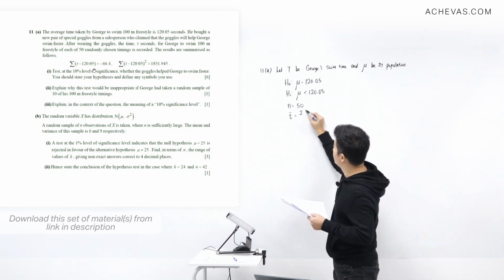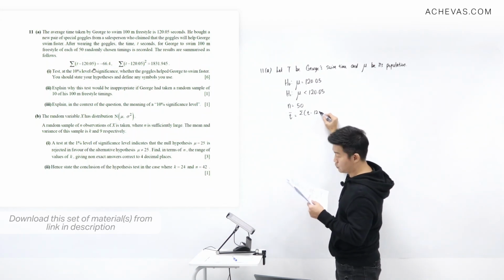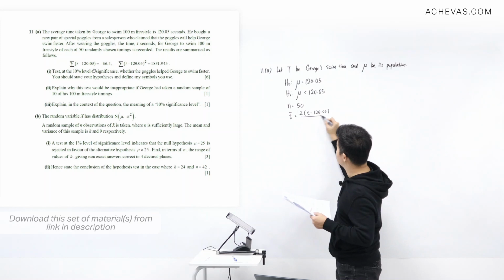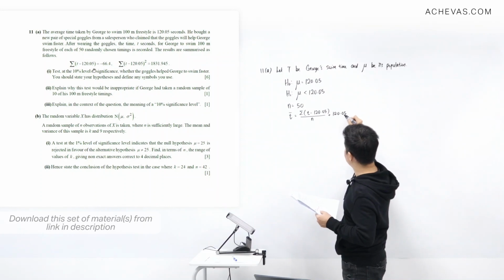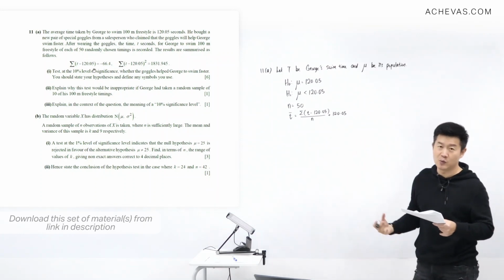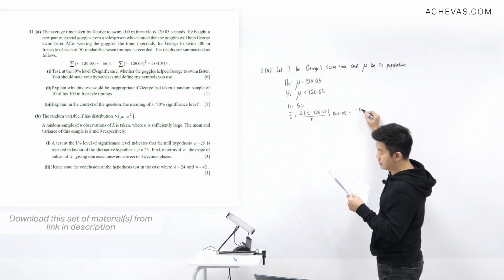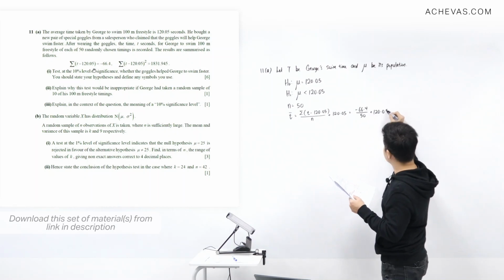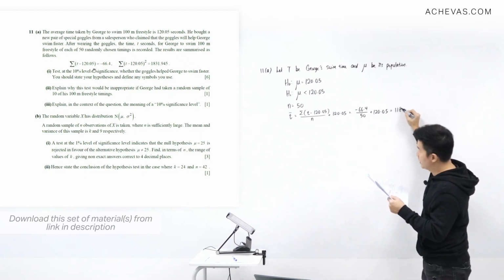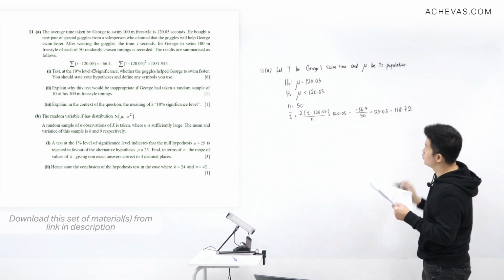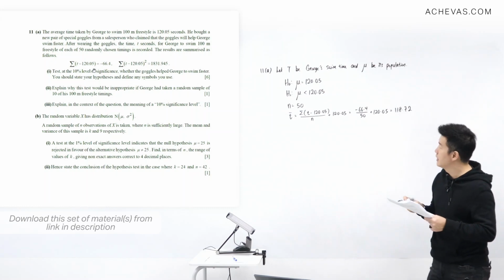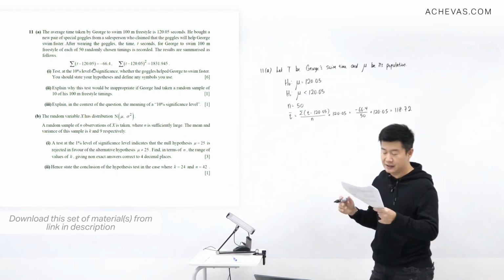So this is going to be the sum of (t minus μ₀.₀₅) divided by n plus 1 to 0.05. We are using the extended formula that is in our outline. So this is going to be equal to negative 66.4 divided by n, which is 50, plus 1 to 0.05. This is equal to 118.72. And we are going to try to state the test statistic.